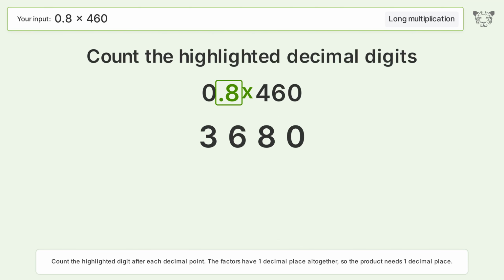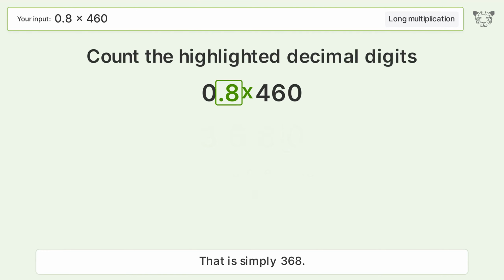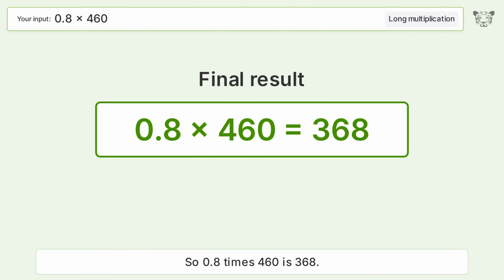Count the digits after each decimal point. The factors have one decimal place altogether, so the product needs one decimal place. Place the decimal point one place from the right. 3,680 becomes 368.0. That is simply 368. So 0.8 times 460 is 368.